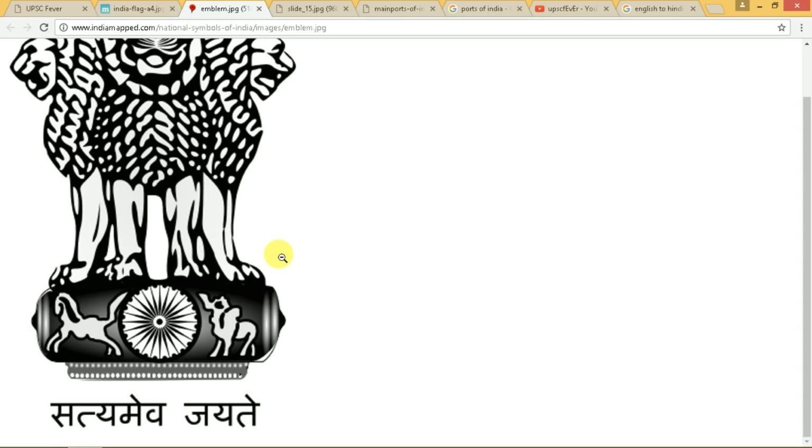The national tree is the banyan tree. And the national aquatic animal is the Ganges river dolphin. This was asked during the UPSC 2016 preliminary exam. National aquatic animal. The national reptile is the Indian cobra. So this was the synopsis of chapter number 2 on national symbols.